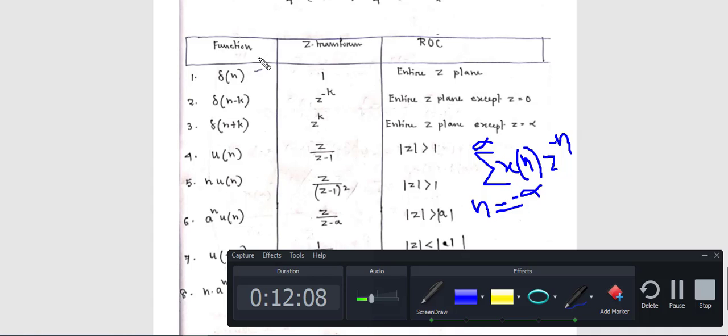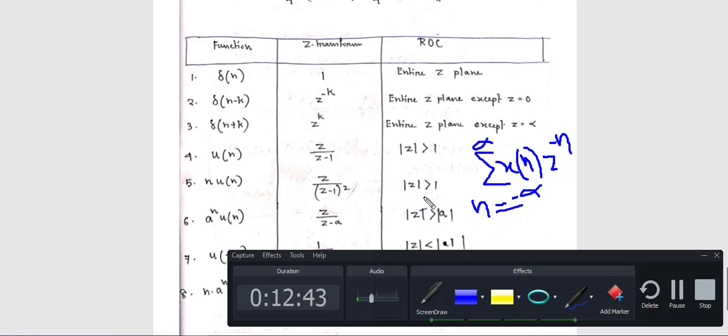Now suppose u[n]. If you have z by z minus 1 and you want to perform inverse Z transform, your result will be only u[n]. Suppose you have z by z minus 1 whole square. What will be your time domain function? Your time domain function will be n into u[n]. Again, this is the differentiation property of Z transform. If you see the statement of the differentiation property, you can see this. Again, you can prove this using the formula.